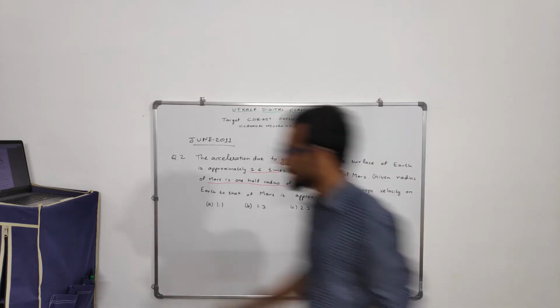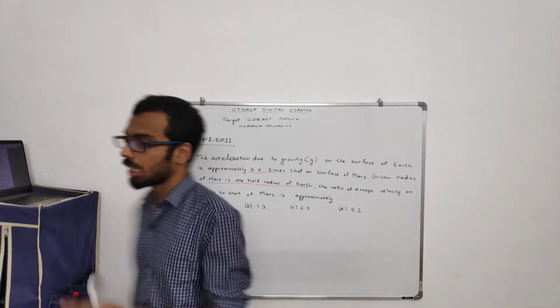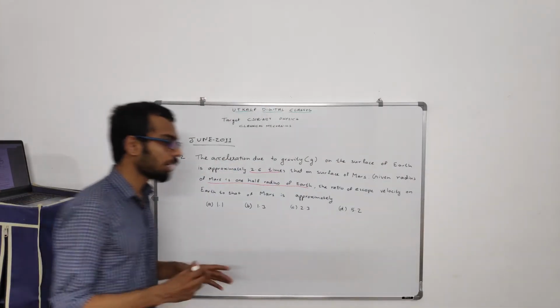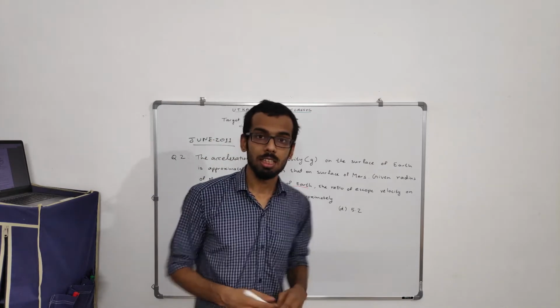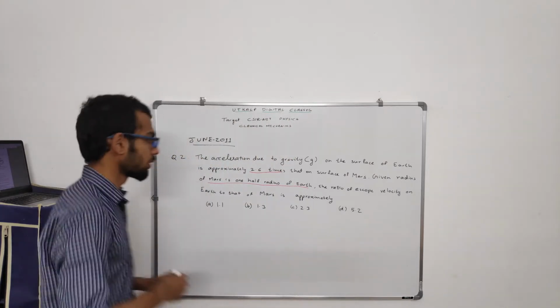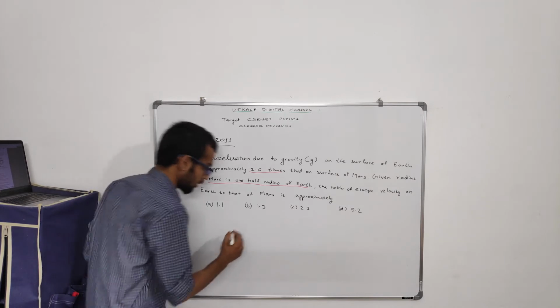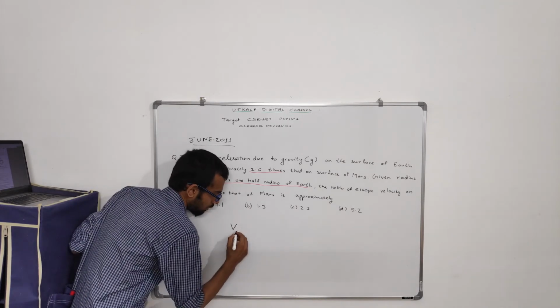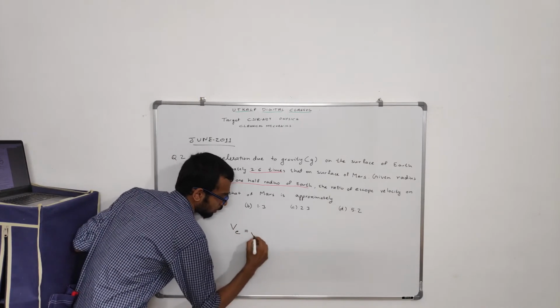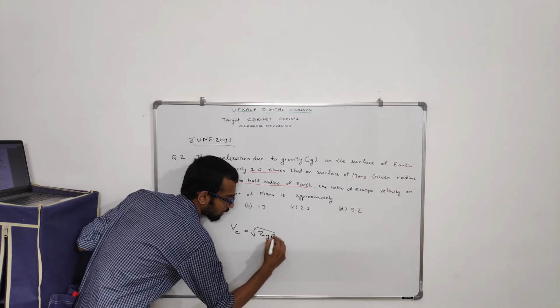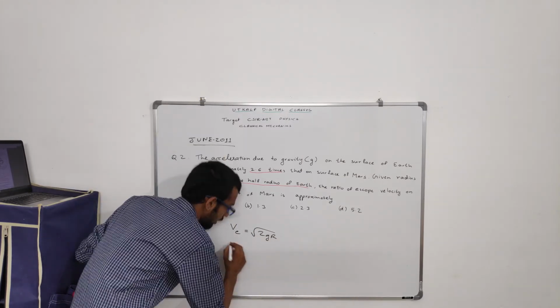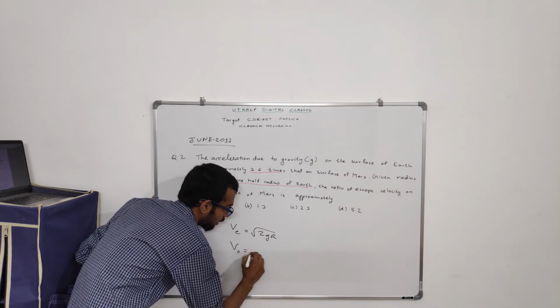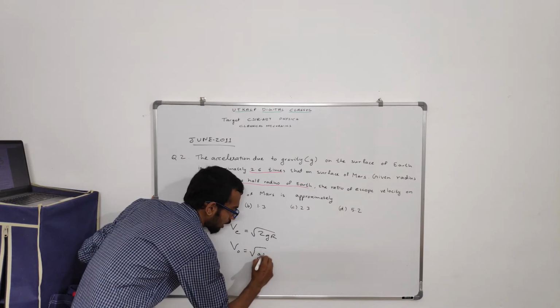Now, for this kind of question, what you need to know is, I'll be explaining a set of formulas that are essential to solving these kinds of questions. So first, V escape equals root of 2gR, and V orbital equals root of gR.